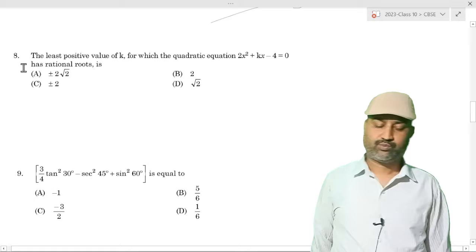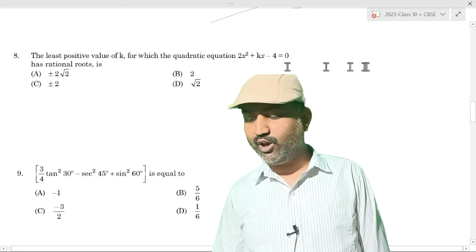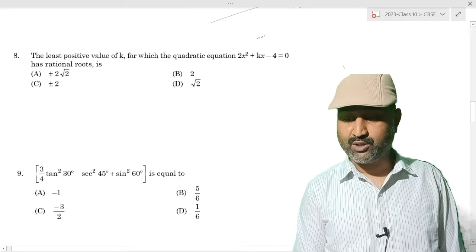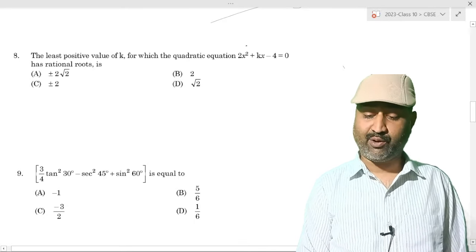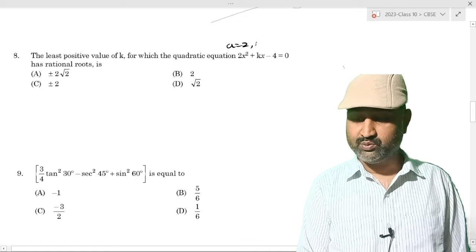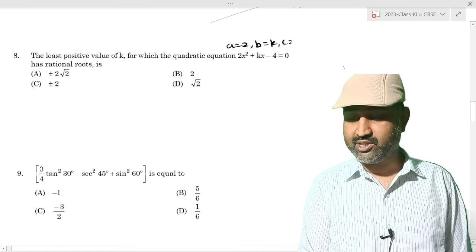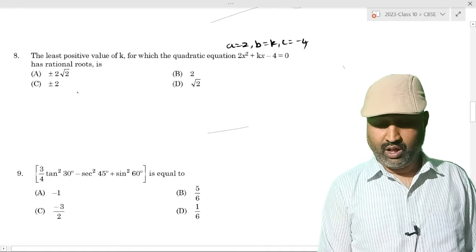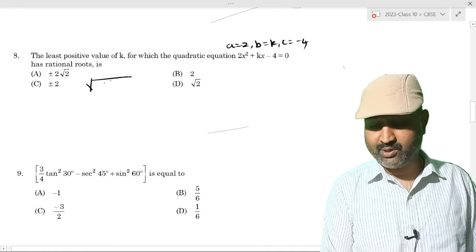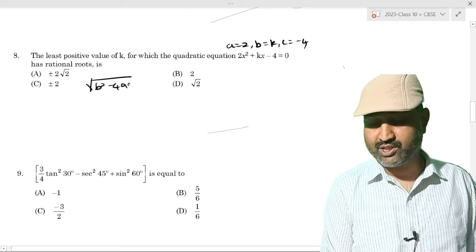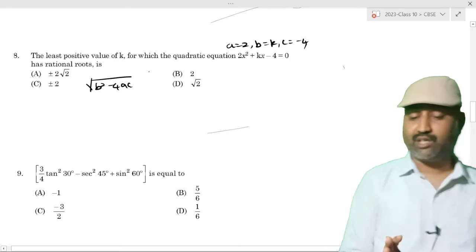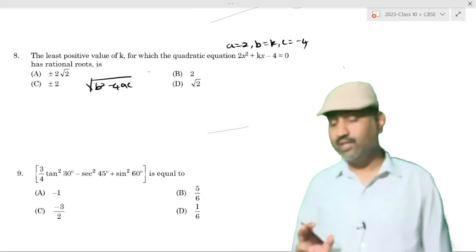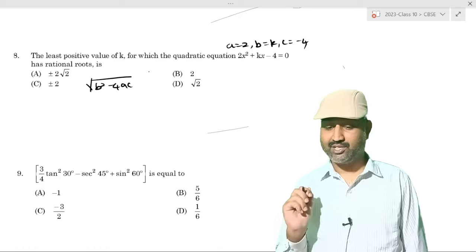The least positive value of k. Again, if this kind of question comes, try to find first b square minus 4ac. This is a quadratic equation question. Here a is equal to 2, b is equal to k, and c is equal to minus 4, right? Now, I should find the value of k such that b square minus 4ac should be a perfect square. Remember, because if this is a perfect square, then the roots become rational, right?